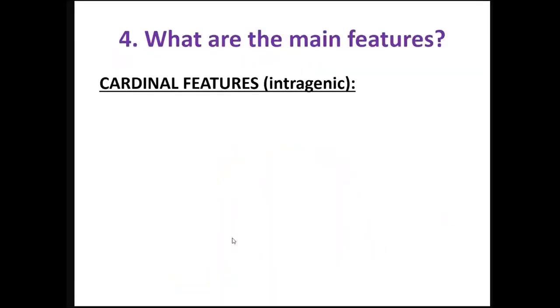All right, we go to the next point, which is related to the main features. You all are aware of the main features, what we call cardinal features. And these percentages are primarily for those that have what we call intragenic changes, so those that have mutations within the gene or pieces missing within the gene.